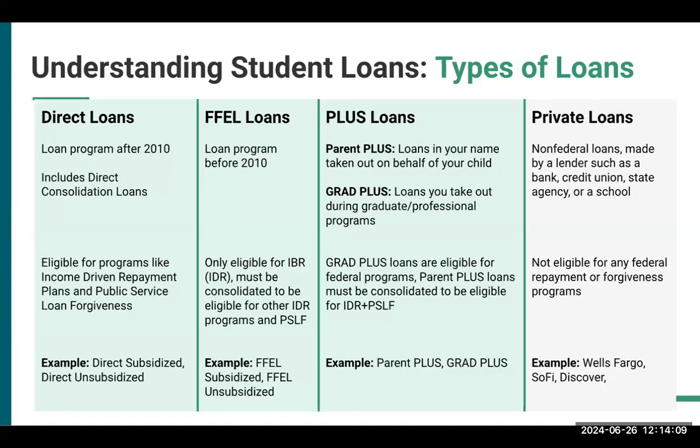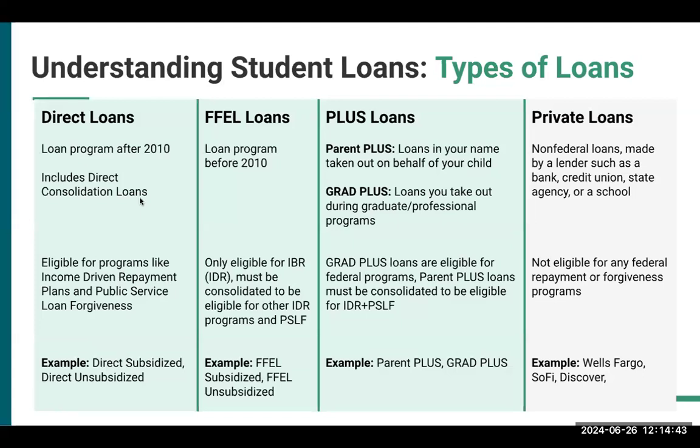Grad Plus loans, on the other hand, are pretty straightforward. It's a loan that you used to pay for your own graduate or professional program, and it's considered a direct loan, so it's eligible in its current form. So those are all of the federal loan types. The key takeaway is that the goal is to have direct loans so that you can be eligible for these programs. If you have FFEL loans or Parent Plus loans, you can consolidate them and convert them over to direct.